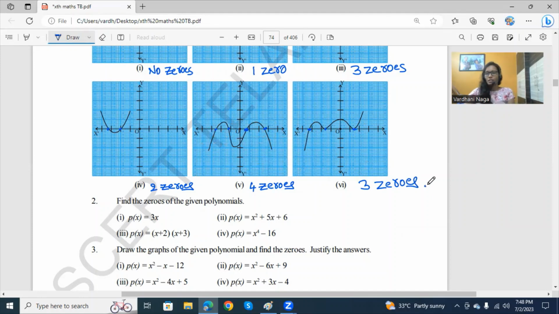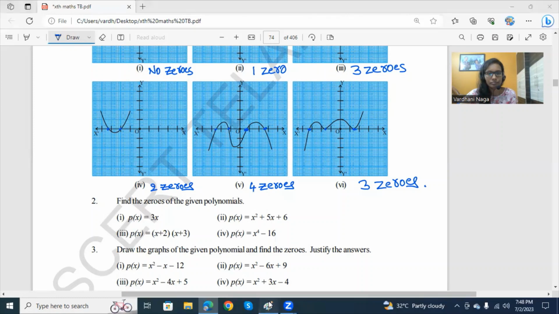Okay. Let's solve the second sum. Find the zeros of the given polynomials. So they have given 4 different polynomials here. We need to take each and every polynomial and find the zeros of that. Remember children, for finding the zeros of the polynomial, take that polynomial, make it equal to 0 first of all. And then you can find easily.